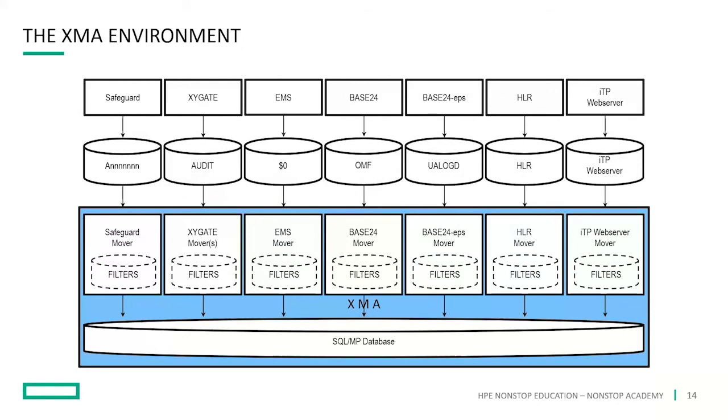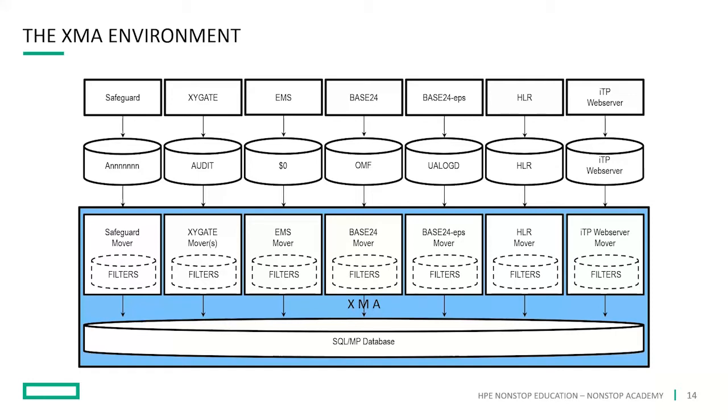So here's what it looks like, again, at a little lower level. Across the top, we have our audit sources. You can see Safeguard, the XYGATE modules, EMS, and so on. Below that are the audit trails. For Safeguard, they start with an A and they typically have 7 digits. For the XYGATE modules, the audit trail file is called audit by default. For EMS, it's not really a file so much as it is an EMS collector.